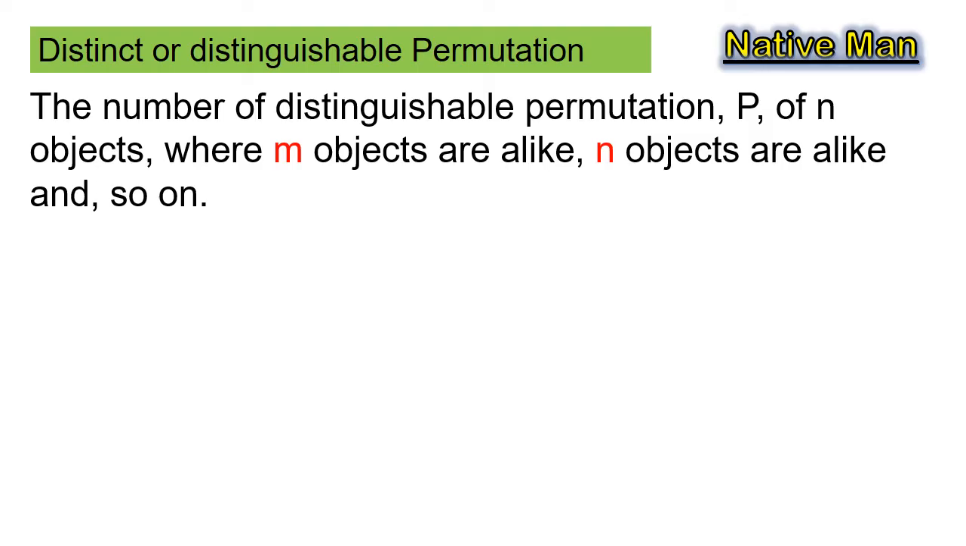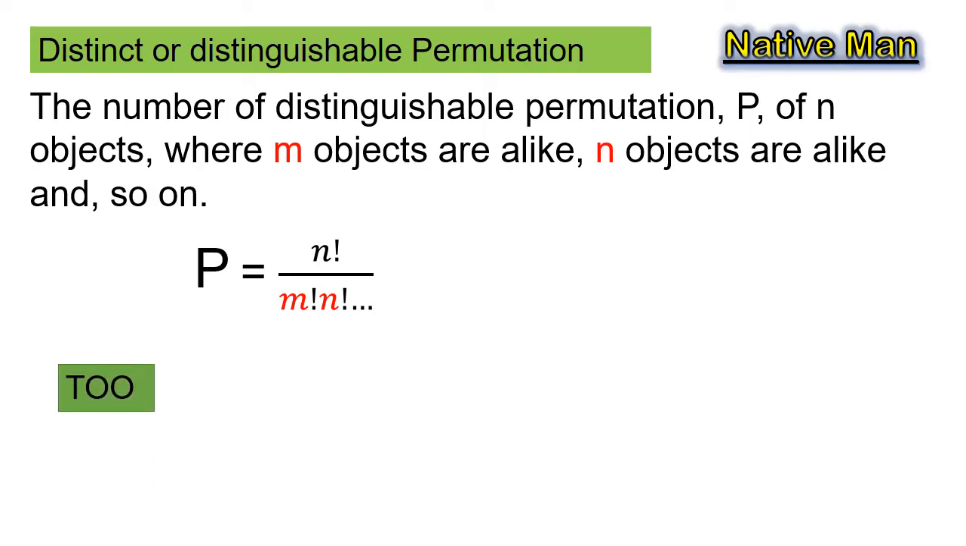Okay, so this is the formula that we're going to use to compute the distinguishable permutation. The number of distinguishable permutation, P, of n objects where m objects are alike, n objects are alike, and so on. P is equal to n factorial over m factorial, n factorial, and so on. Kung ilan po yung alike o yung may magkakapareho, yun po yung i-divide natin, yung kanyang factorial. Ang numerator po dyan yung n factorial, ibig sabihin, yan po yung number of letters sa word.